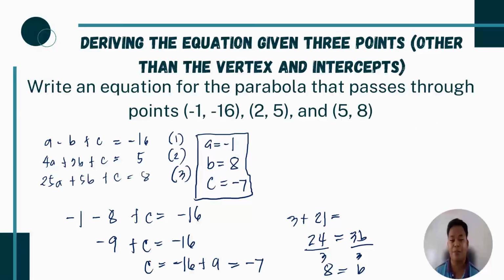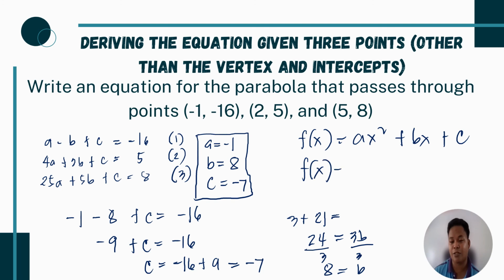Then, substitute na po natin yung A, B, and C sa ating function f of x is equal to ax squared plus bx plus c. And we have f of x is equal to the value of A, which is equal to negative 1. So, negative x squared na lang po. Plus, yung value ng B is 8x, and the value of C is negative 7. So, this is now our quadratic equation.